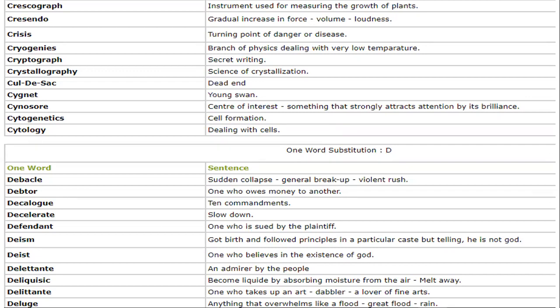Stereography, signs of crystallization. Then, signet, Young's wand. Sinusoid, center of interest. Cytogenetics. Cytogenetics is power formation. Cytology, dealing with cells. Then coming to the word D. Depetal, sudden collapse. Violent rush.